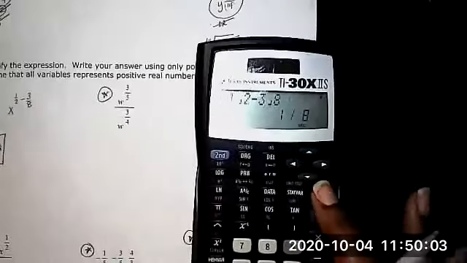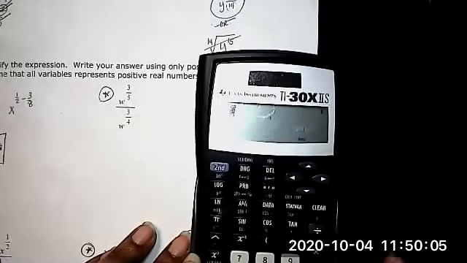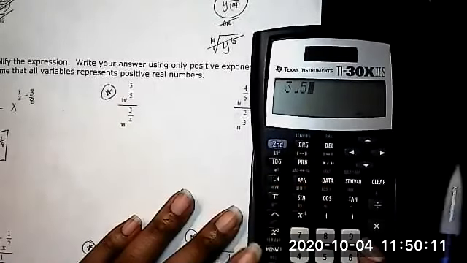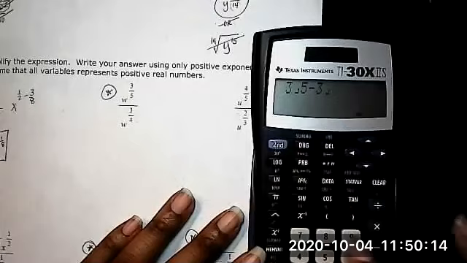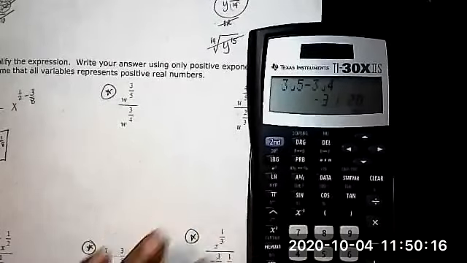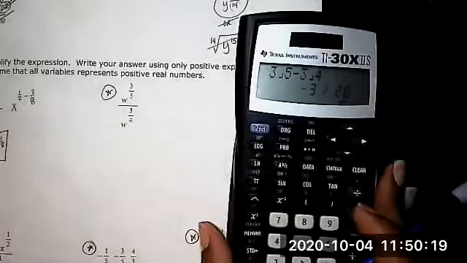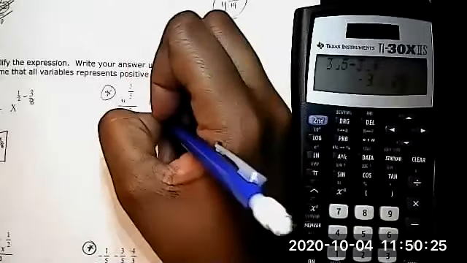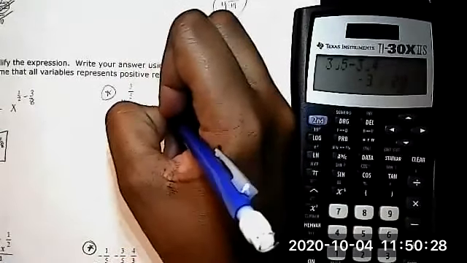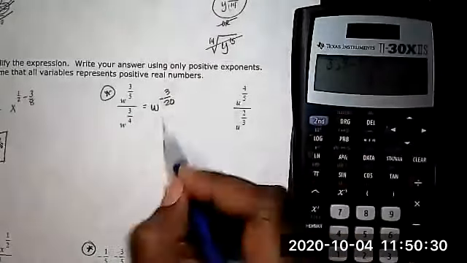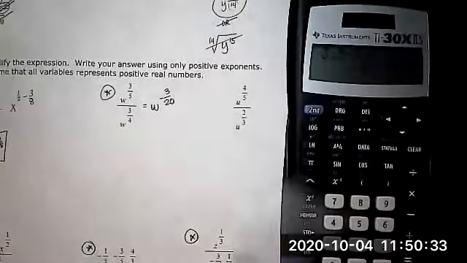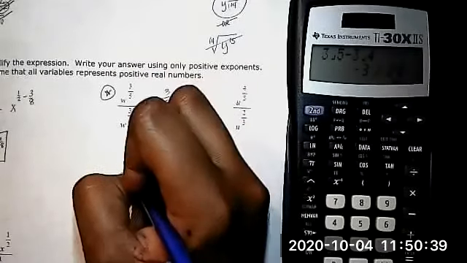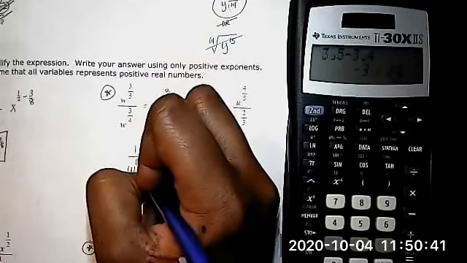Okay. Let's look at this one. For this particular one, it looks like 3/5 minus 3/4. The answer is negative 3/20. So if you have w to the negative 3/20, what happens is now it goes to the bottom of a fraction. So your answer would be 1 over w to the positive 3/20.